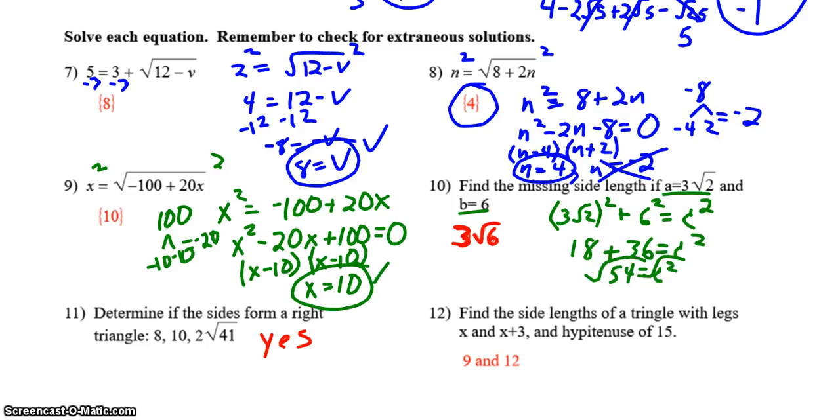Then you take the square root of each side. The square root of 54 can be split up as 9 and 6. And the square root of 9 is 3. So that's 3 root 6 as our final answer there.